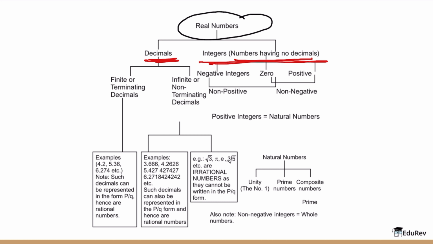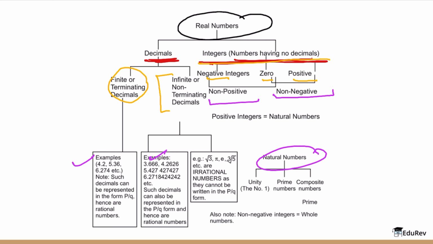Then your decimals are divided into two other groups, that is finite or terminating decimals and infinite or non-terminating decimals. And your integers are divided in three groups, that is your negative ones, your zero and your positive ones. Right, your zero and your positive ones are termed as your non-negative integers, whereas your negative integers are termed as your non-positive integers, right? Then your finite or terminating decimals have these examples. Your infinite or non-terminating decimals have these examples, irrational numbers and all that sort.